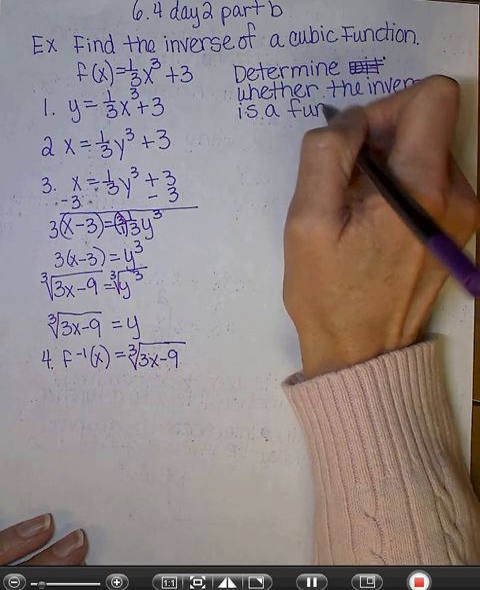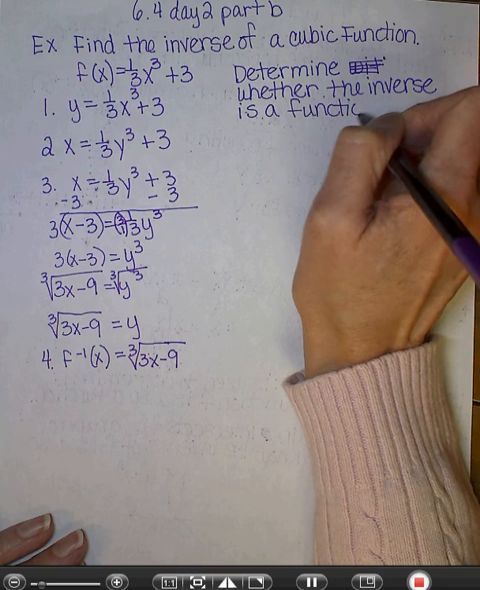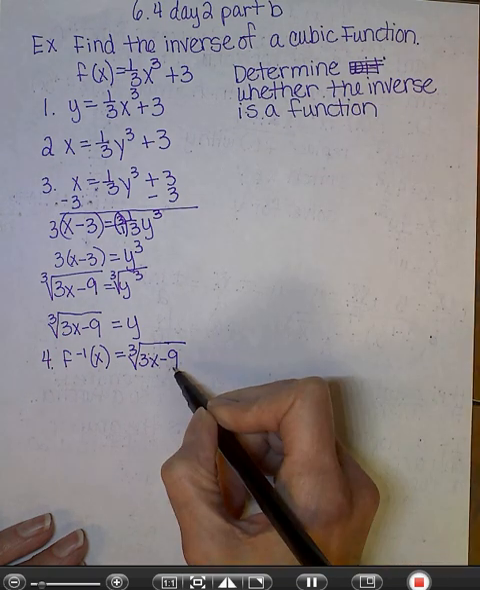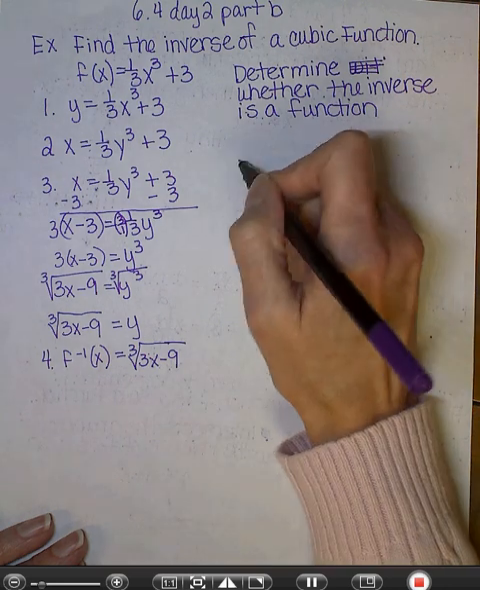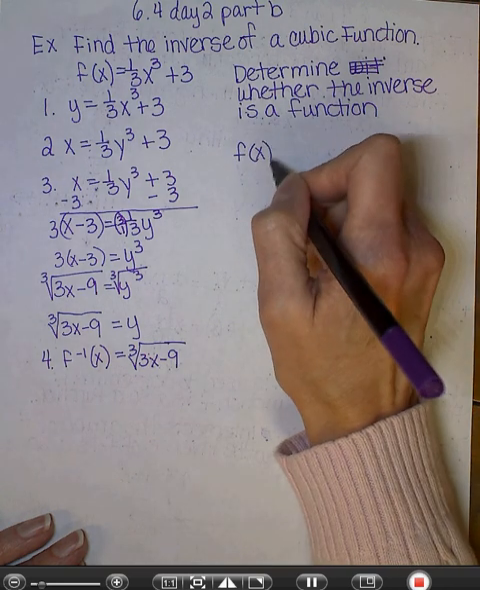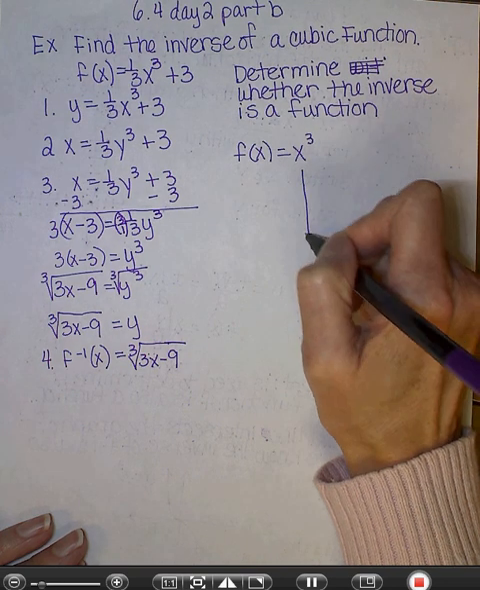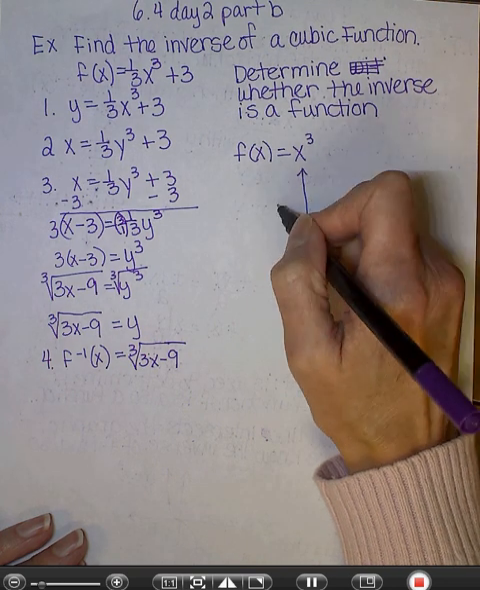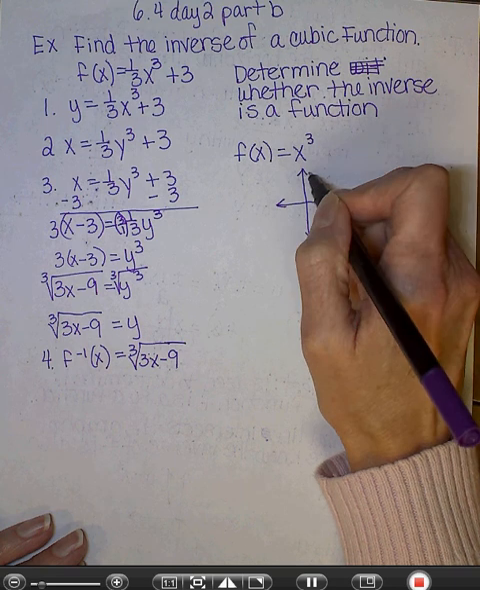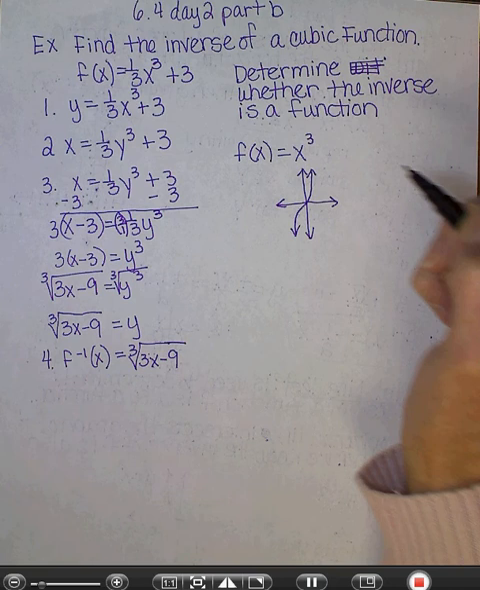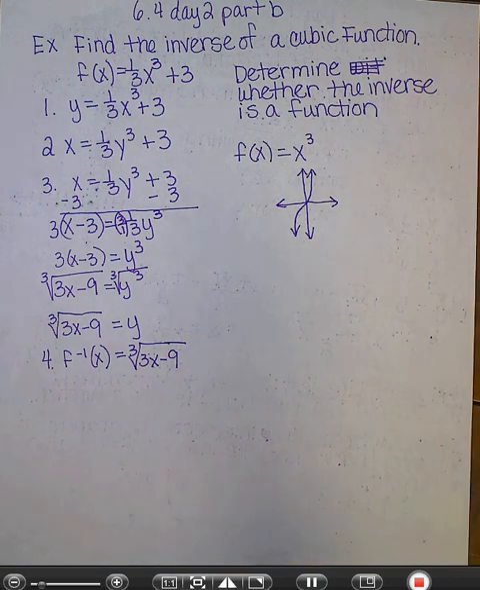Now we're not going to graph this exactly, but we know it's the cubed function right here. And so if we start with our original function and think of what x cubed looks like, remember it's that sideways s. And so if it's the cubed function, we know it's going to pass the horizontal line test.